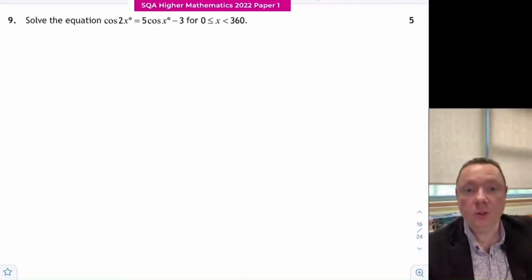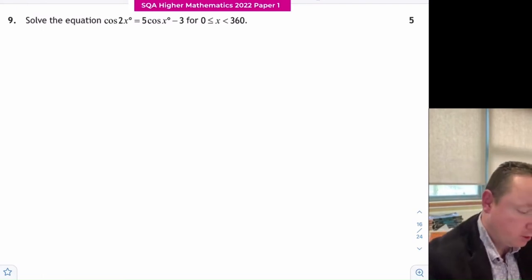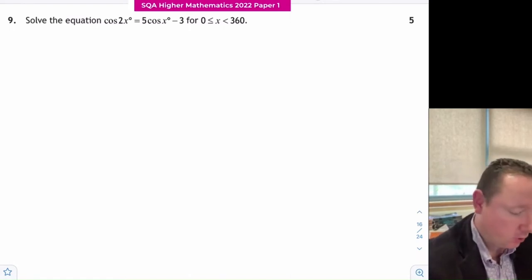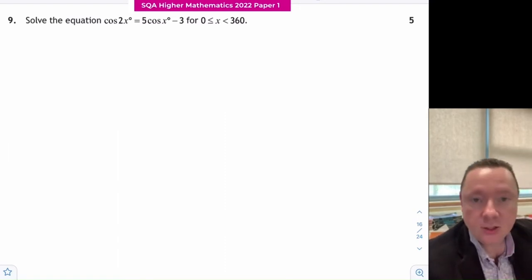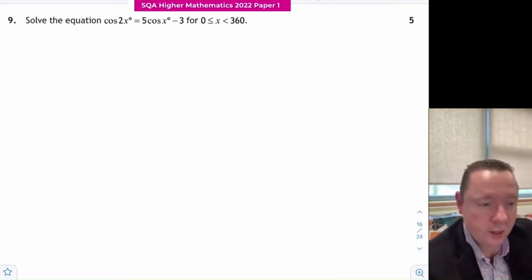2022 Paper 1 Question 9 for Higher Maths says solve the equation cos 2x = 5 cos x − 3 for x between 0 and 360, but not including 360. So this is a standard trig equation question where we have to use a double angle formula. If we check the start of our exam paper, cos 2x is 2 cos squared x − 1.